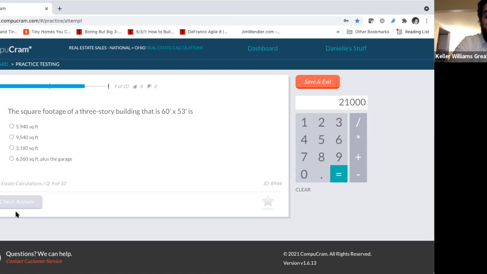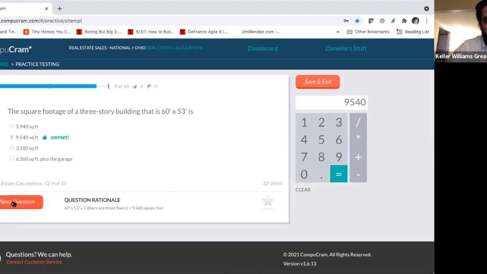Square footage of a 3-story building. So you guys were only halfway done with the problem. 60 times 53 is 3180. But then I have that much square footage on every floor, which gets us to 9540, which is the correct answer.